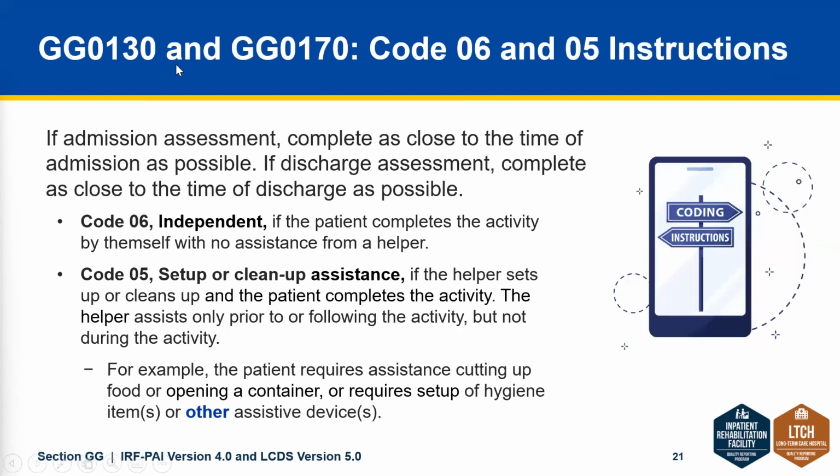Thank you, Megan. Let's look now at the updated instructions for a few of the Section GG 0130 and 0170 performance codes. When we are completing an admission or discharge assessment, we want to complete that assessment as close to the time of the respective admission or discharge as possible. That is because the intent is to capture the patient's baseline ability at admission and to capture the amount of change the patient has made at discharge.